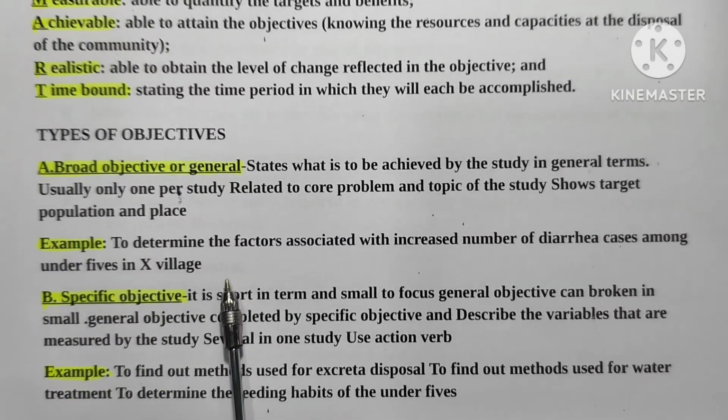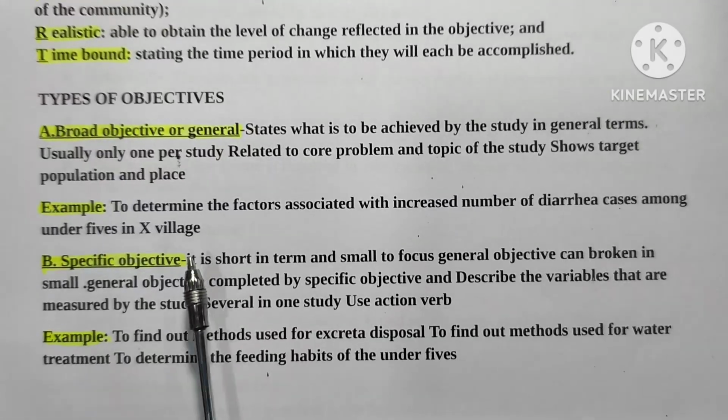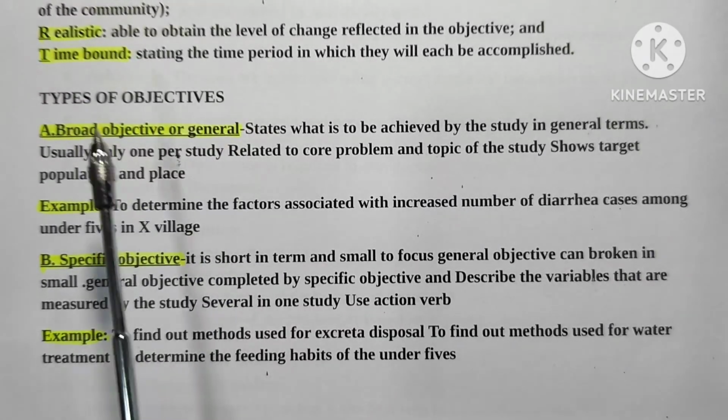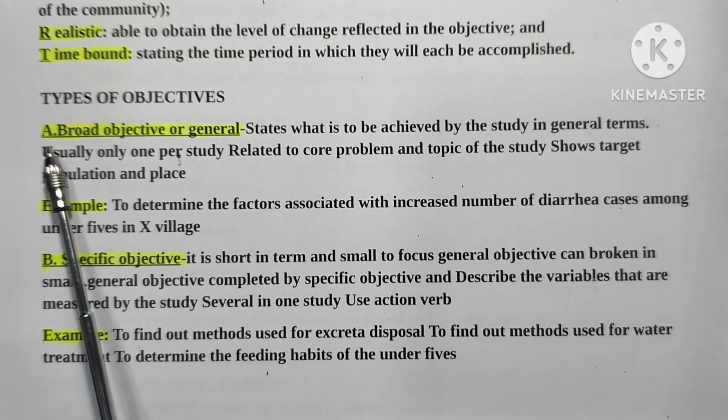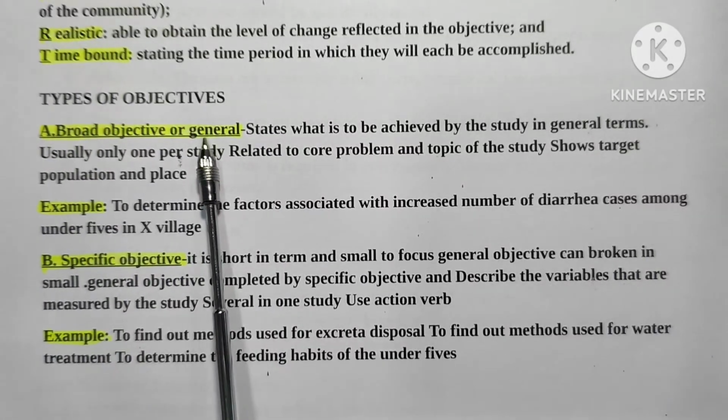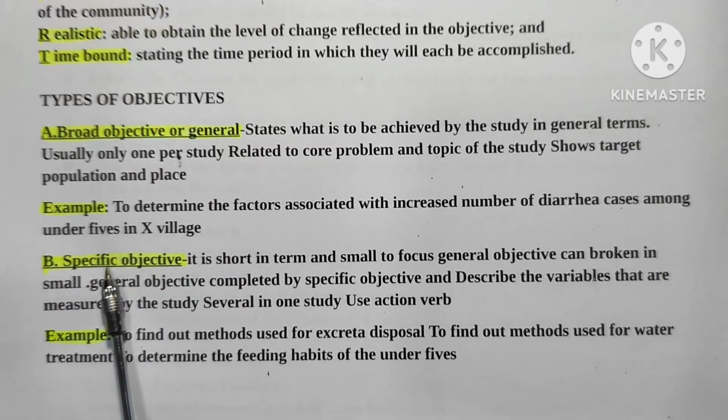Next, types of objectives, very important. You have to write this in the research. You have to frame the objectives for whatever research problem you select. Two types are there, A and B: broad objectives or general objectives, and specific objectives.